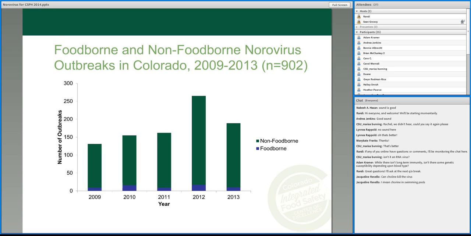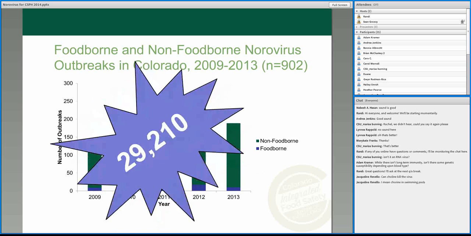So hopefully the previous slides have conveyed why norovirus is a public health menace and why it is a source of many outbreaks and illnesses, and why we really do need to focus on control measures to both prevent outbreaks and minimize outbreaks once they are detected.